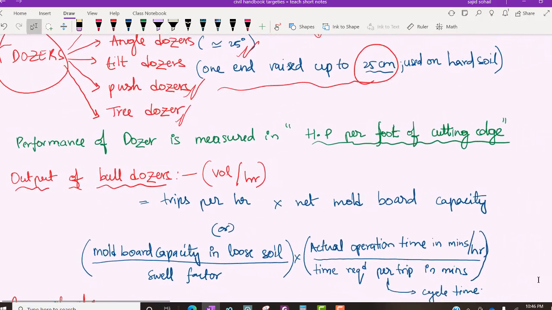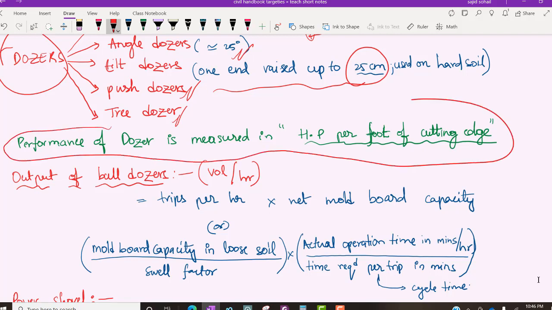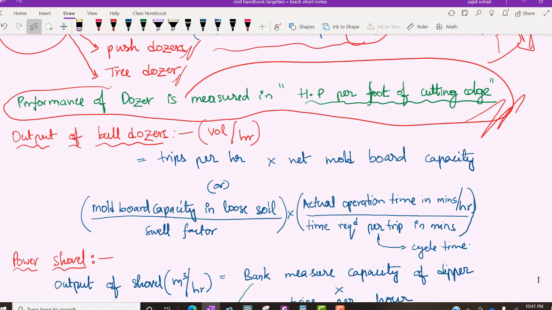Okay, and this bit is very important. The performance of these dozers, now it is measured in what? Horsepower per foot of cutting edge. The cutting edge whatever you have in front, horsepower per foot of cutting edge we will be using to determine the performance of my dozer.